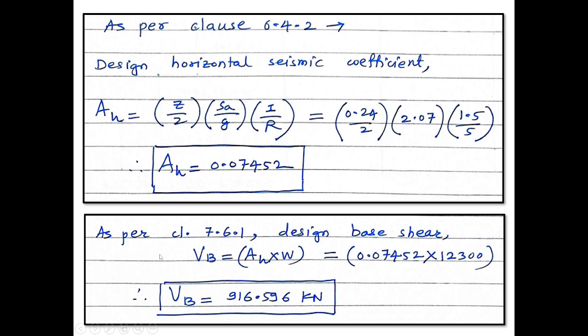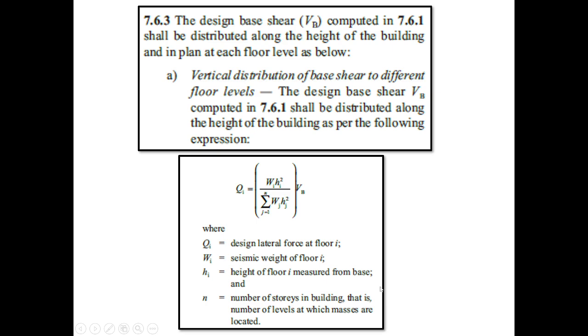Again going to clause 7.6.1, the design base shear, that is shear force at the base of the building, VB is equal to AH into W, that is design horizontal seismic coefficient into seismic weight. So when we multiply it, we get the shear force at the base, VB, as 916.596 kilonewton.